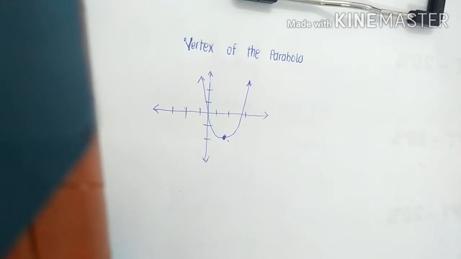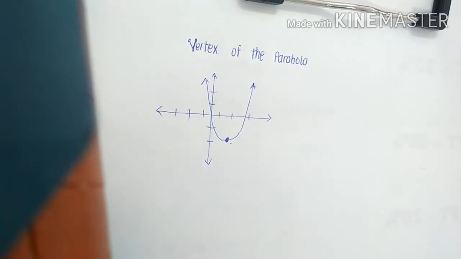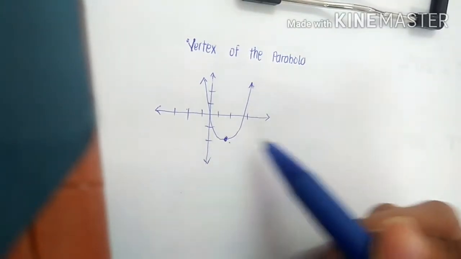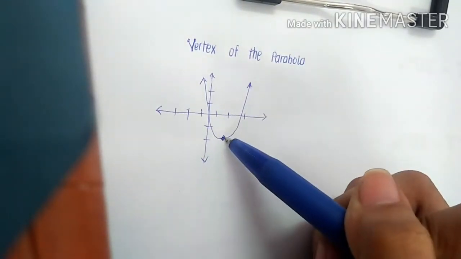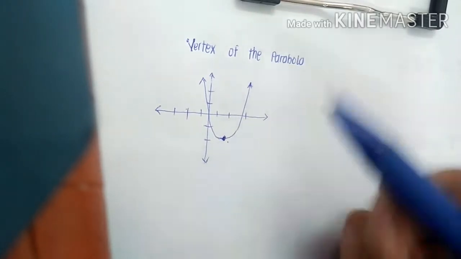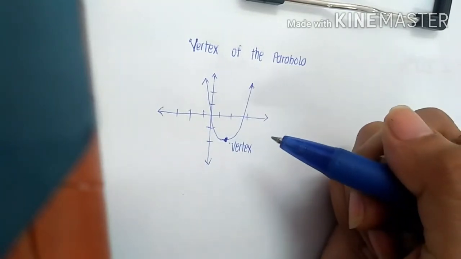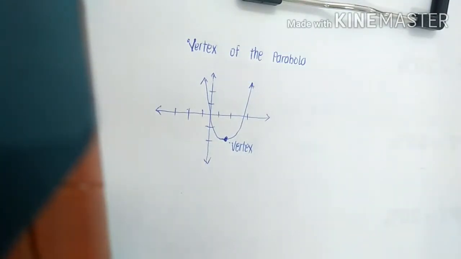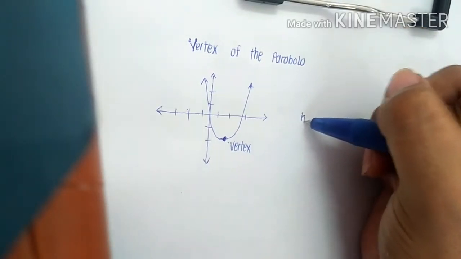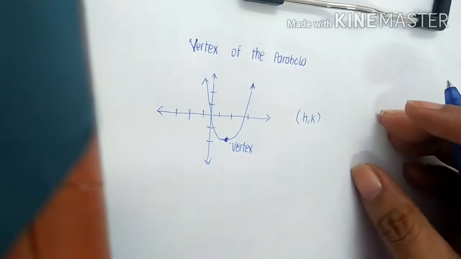Hello, good morning. So we will be discussing again the vertex of a parabola. When you say vertex, it is the minimum or the maximum point of the parabola, or the turning point. So I have here a graph. This will be the vertex, the minimum or maximum, the turning point. So this one is the vertex. The location of the vertex is given by H and K.